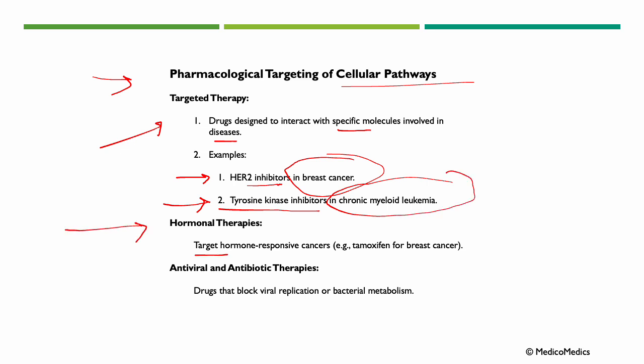Hormonal therapies, so target hormone-responsive cancers. Example is tamoxifen for breast cancer. Antiviral and antibiotic therapies, where we have drugs that block viral replication or bacterial metabolism.